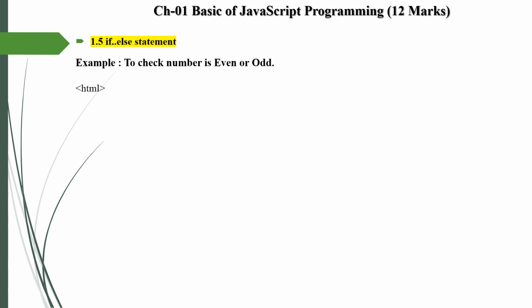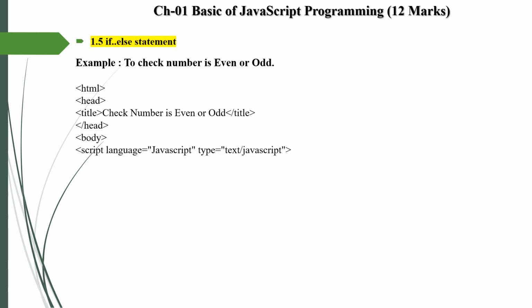So first we define the HTML tag, then we define the head tag, then next we define the title, check number is even or odd. Then head is closed, then the body tag is opened, then inside the body tag we define the script tag, language value is JavaScript and type text/javascript. Then we create one variable num. Then next we take the value from the user. For that we use the prompt function.